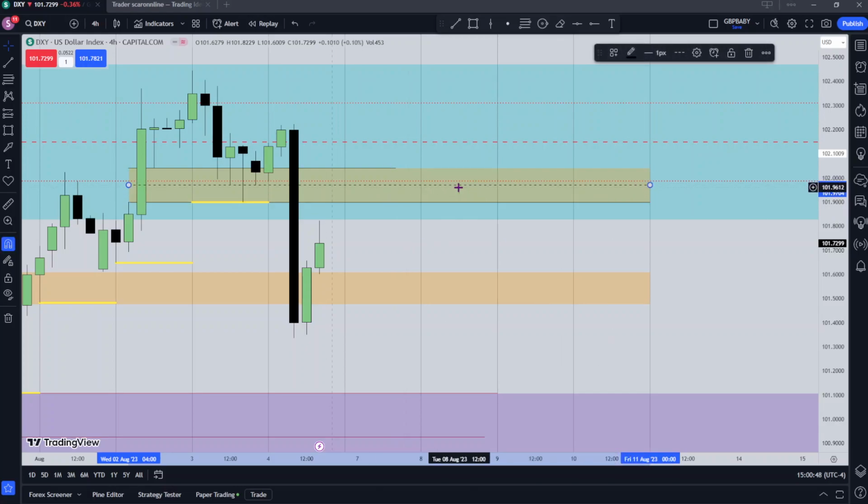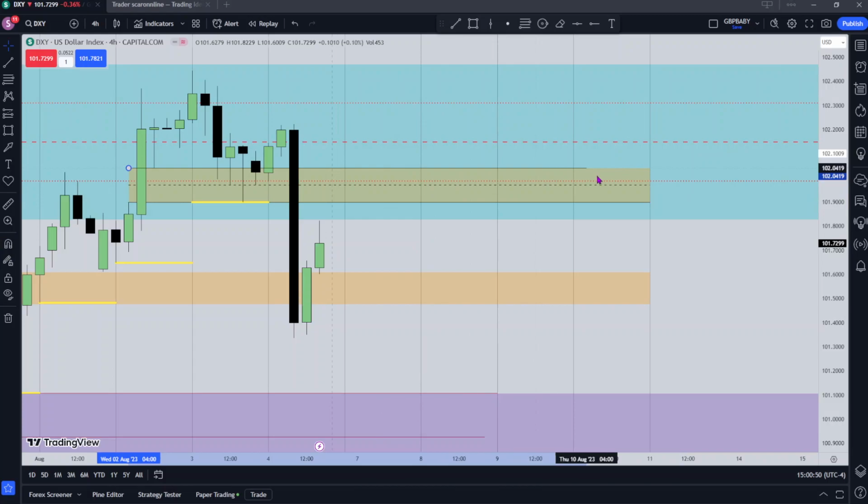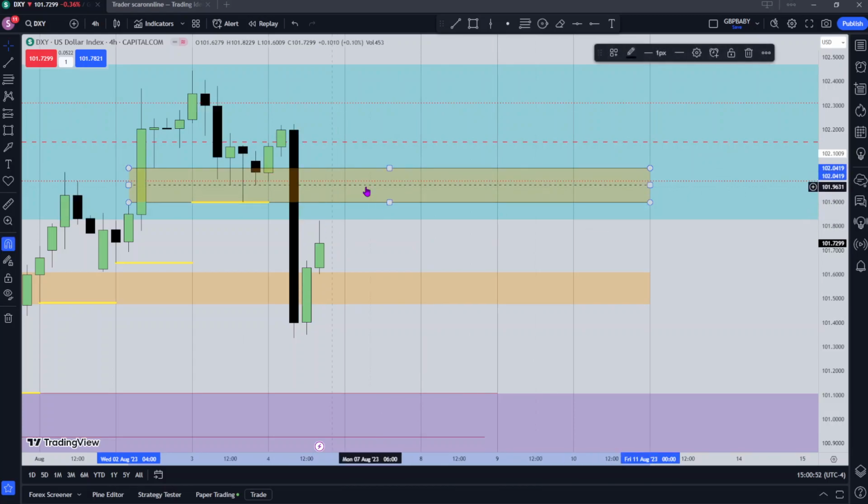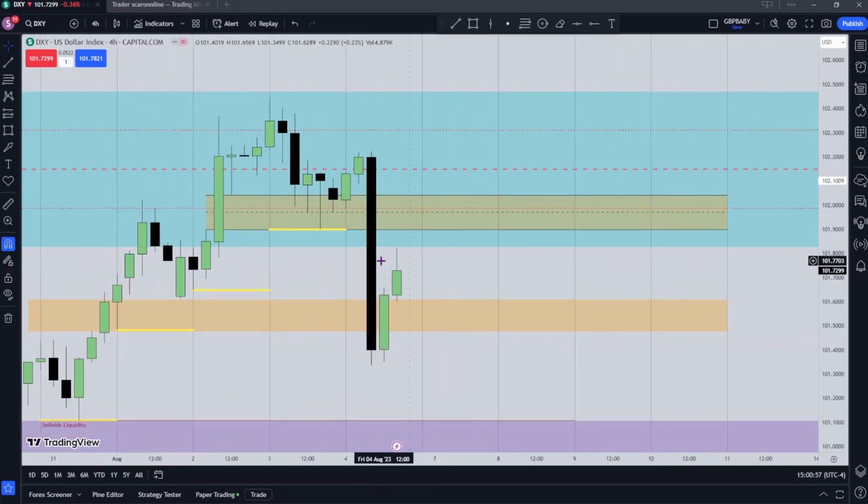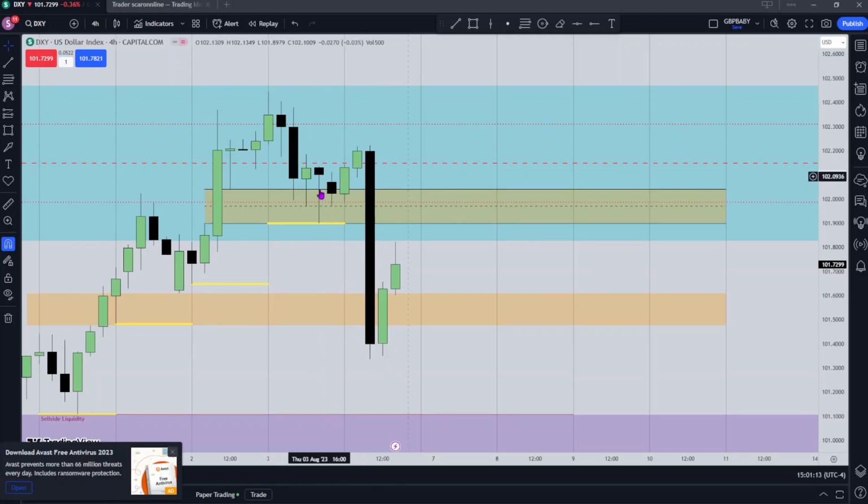This black dashed line is the 50% level, which would be consequent encroachment. That ideally is the highest I'd like to see price reach for it to then turn around. Furthermore, we do have a breaker. We've got a swing high here, a swing low here. We've got a higher high here, and then what happens? Price breaks lower, meaning that this whole range here, this segment of price action, is now a breaker, so it lines up perfectly with that 4 hour inversion fair value gap.